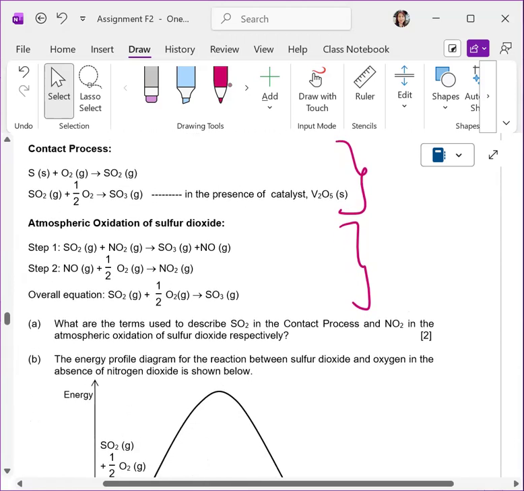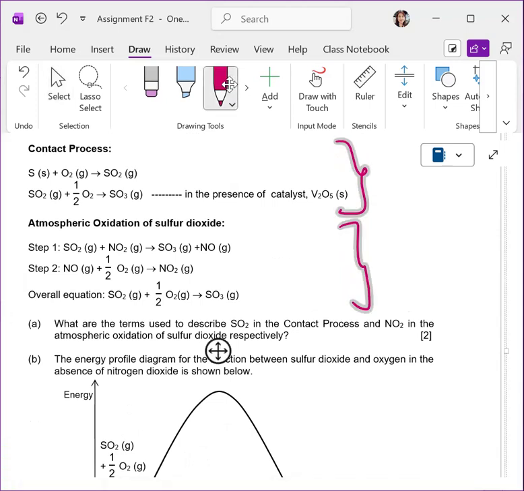So the question is more about the mechanism of the kinetics, all right? And there are some steps shown here. So for the contact process, you are seeing the mechanism. For the atmospheric oxidation of SO2, you are seeing the mechanism as well as an overall equation. Okay.